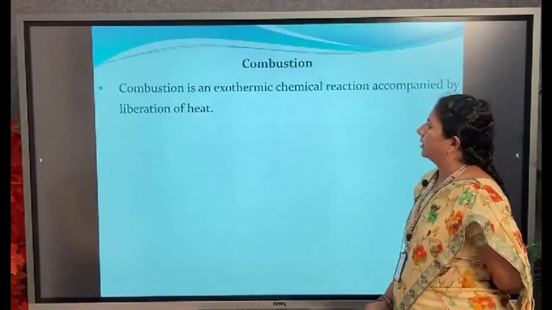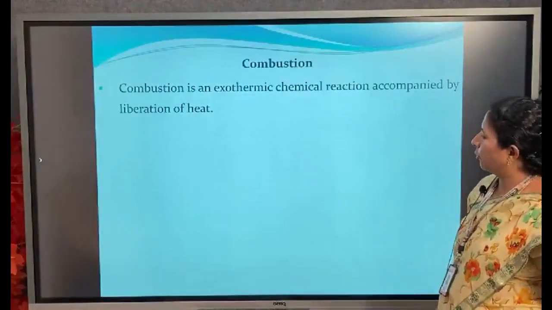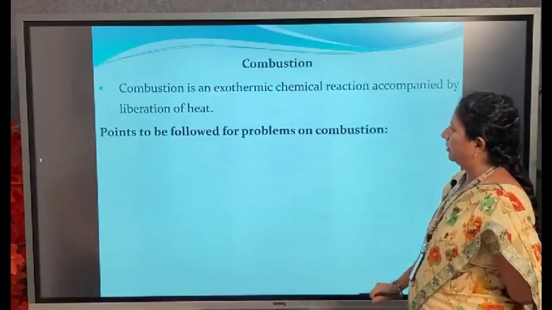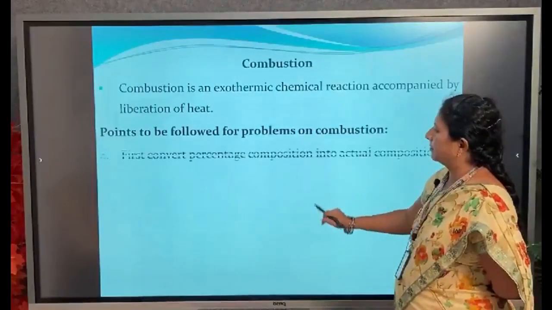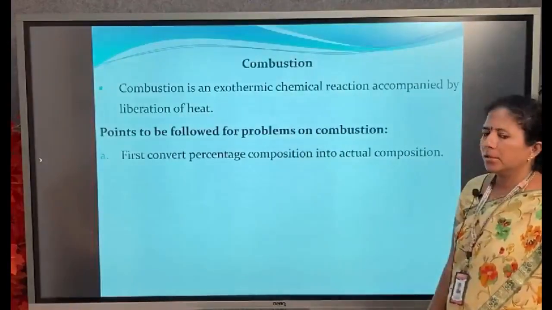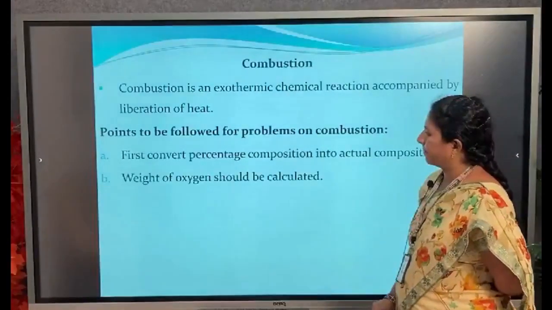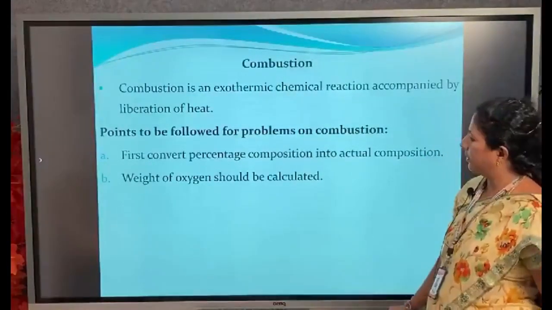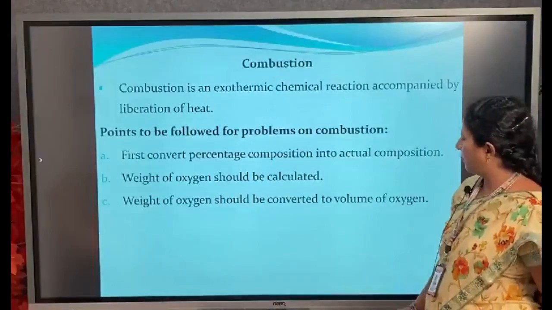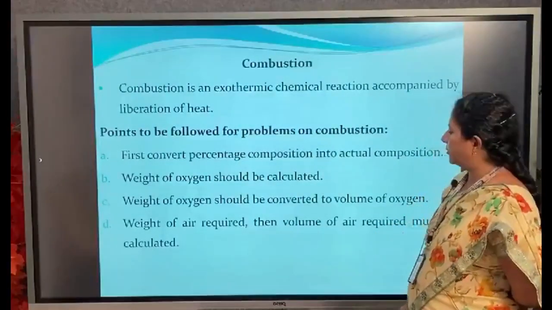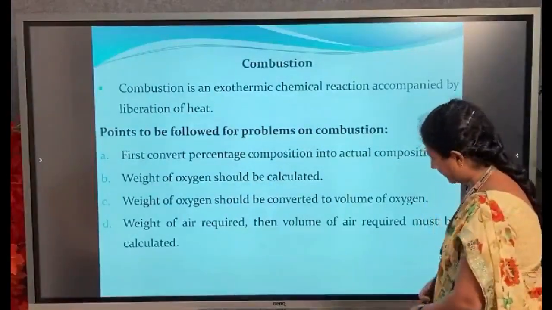Combustion is an exothermic chemical reaction accompanied by liberation of heat. While doing problems on combustion, we have to remember a few points. First, convert the percentage composition into actual composition. Weight of oxygen should be calculated. Weight of oxygen should be converted into volume of oxygen. Weight of air required, then volume of air required must be calculated.